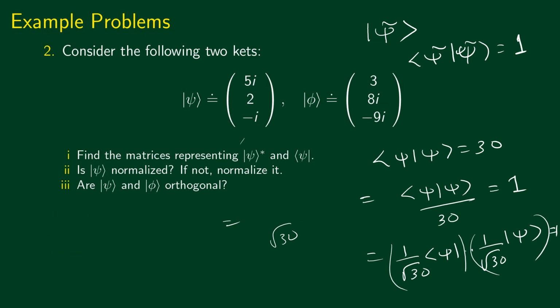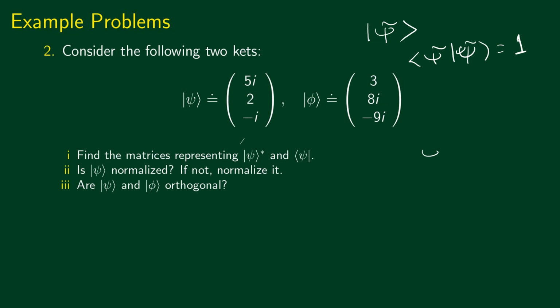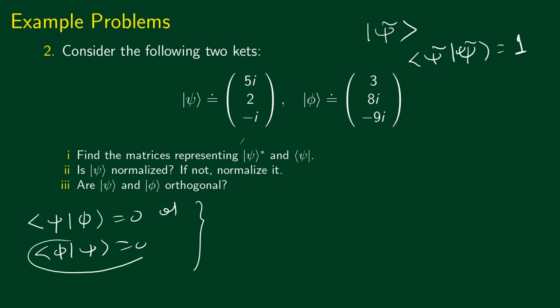The next question is to find whether ket psi and ket phi are orthogonal. To find whether two kets are orthogonal, you need to find the bra corresponding to one of them and combine it with the other ket to see if it is 0. So we have to check whether bra psi ket phi is 0 or bra phi ket psi is equal to 0. Both these conditions would mean that they are orthogonal. Let's check the second relation.